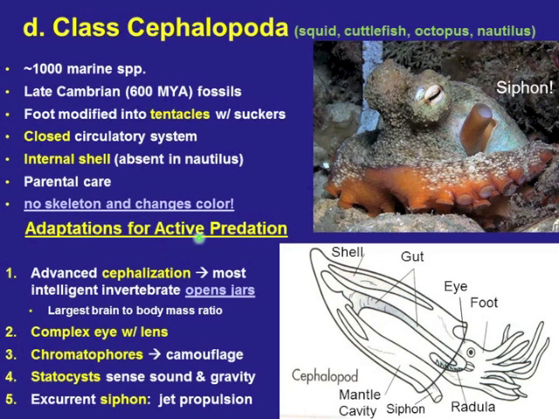Adaptations for active predation. They have advanced cephalization, so they have a very large head. Most intelligent invertebrates. They can open jars. The largest brain to body mass ratio. They have a complex eye with a lens, much like the vertebrate eye. And we discussed chromatophores, which gives rise to camouflage. And they have statocysts that sense sound and gravity. And of course they have their excurrent siphon for jet propulsion.